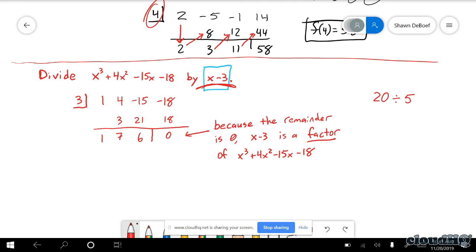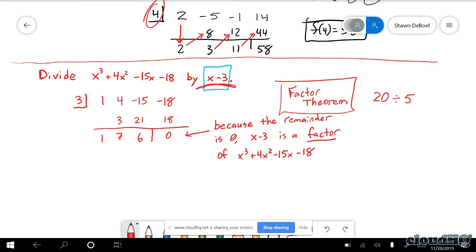We actually call this the factor theorem. All it says is, if the remainder is 0, you know you had a factor. That's your factor theorem. So, when the remainder is 0.